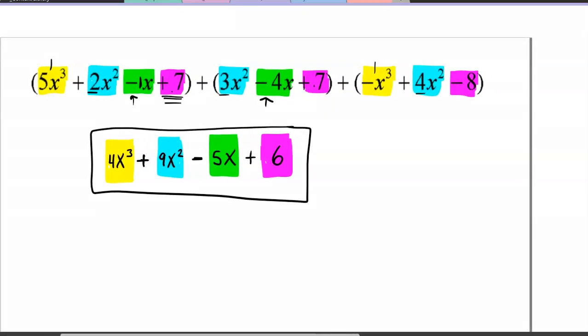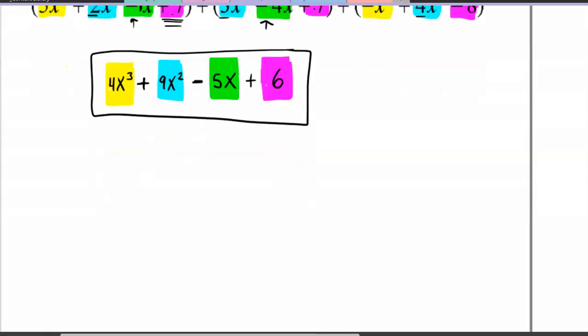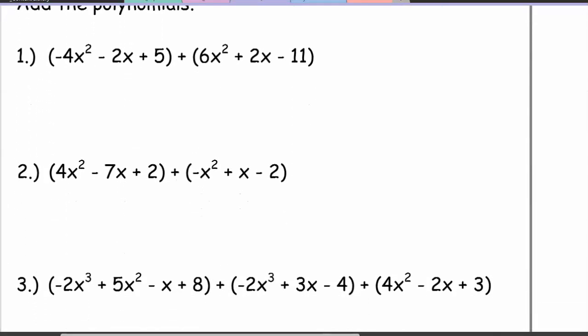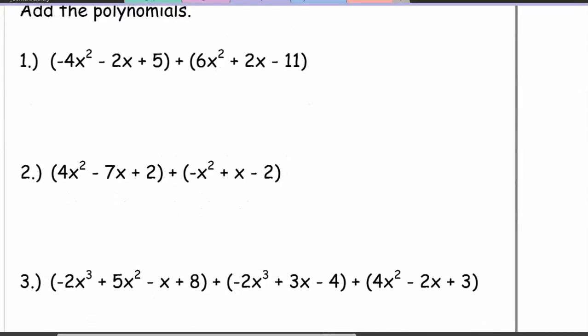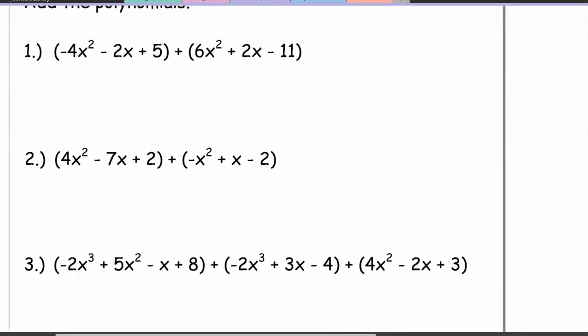So now it's your turn. You're going to try out a couple of these examples yourself. So please go ahead and pause the video. Here are 3 examples on the next slide. I would like you to pause, try it out, and after a few seconds, I will have all work and answers on the screen.